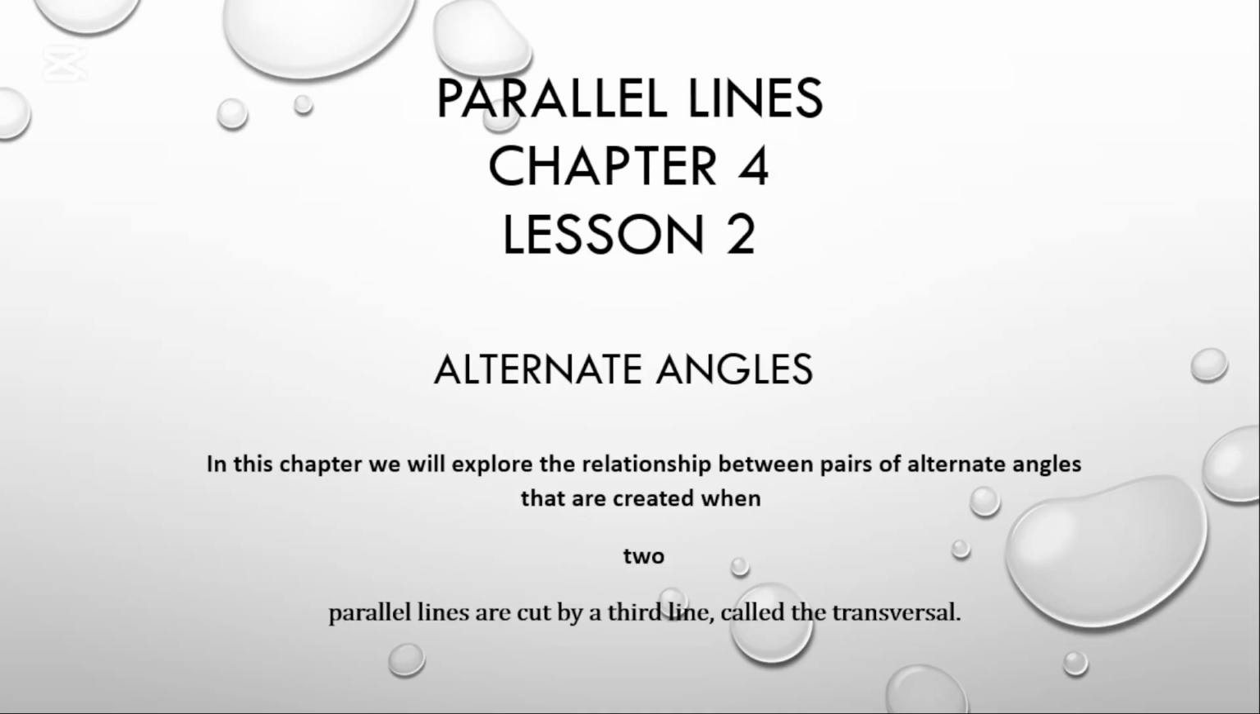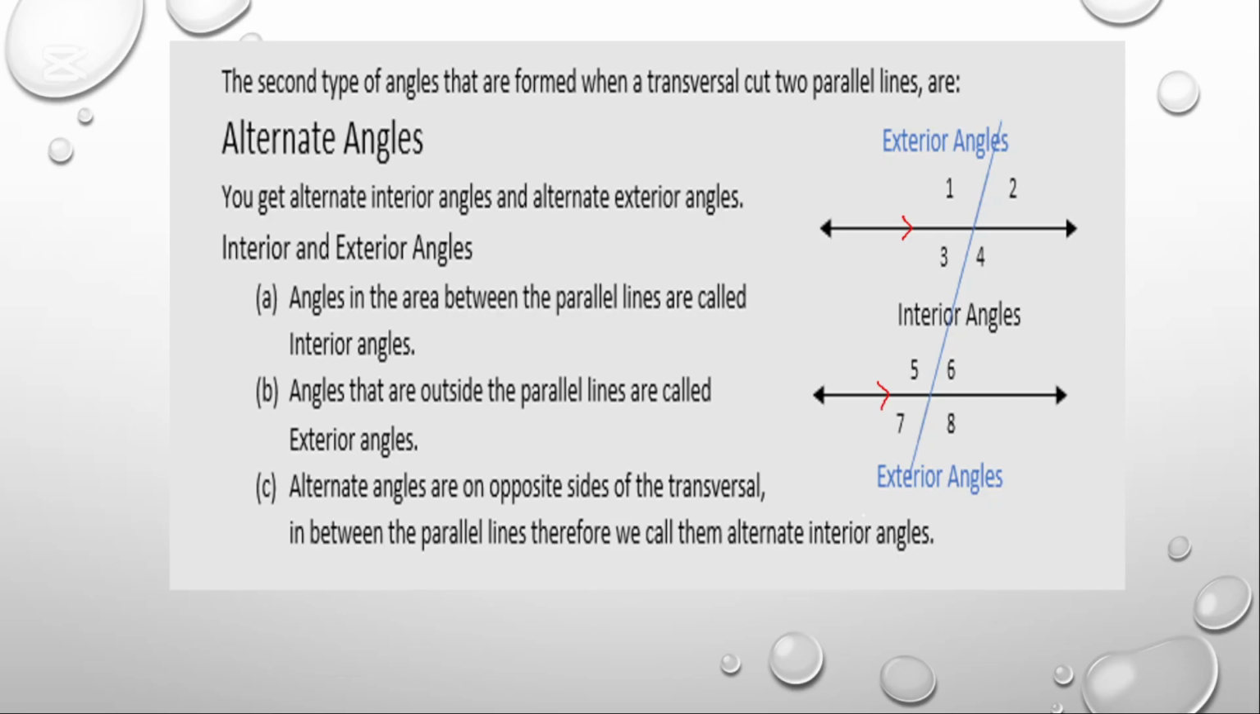Good day, everyone. Today we will continue with our second new pair of angles created. It's still parallel lines, chapter 4, lesson 2. Now in this chapter, we will explore the relationship between pairs of alternate angles, our new angles, that are created when two parallel lines are cut by a third line, and by now we know that the name of that line is our transversal.